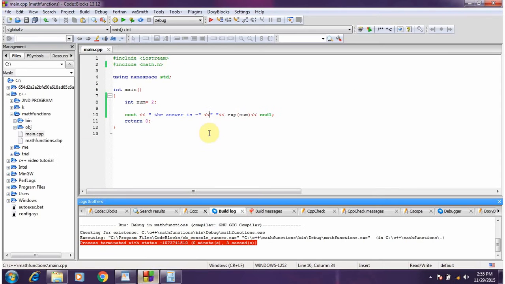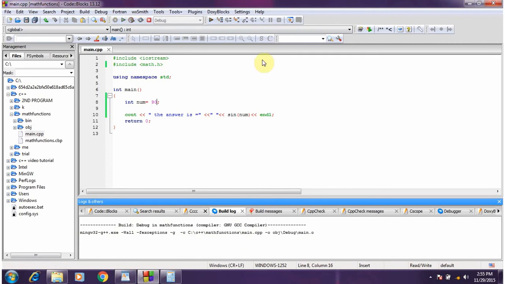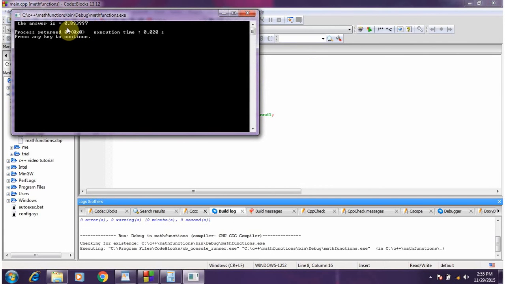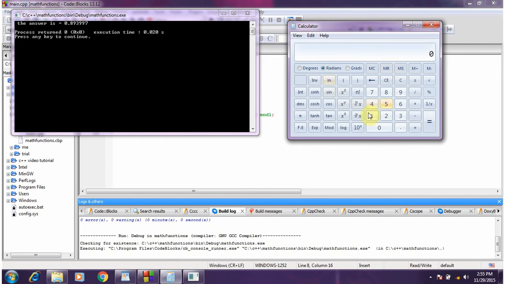So let's look for them. Where are they? How do we find them? It's the same thing, you just come here and say sine of that number. Let's take sine 90, right? Sine 90, as we all know, is in radians. Of course, our compiler works in radians. It gives 0.89. Let's compare, but it's in radians.